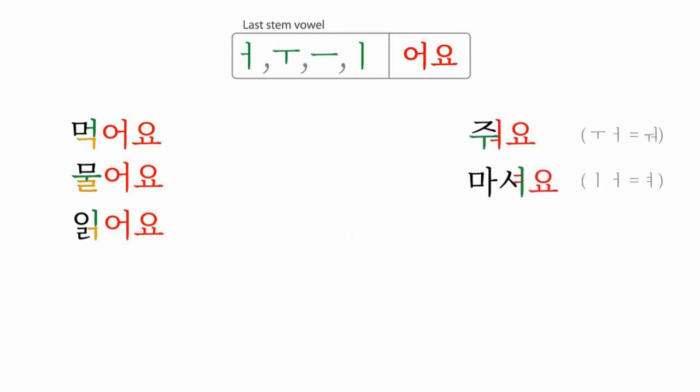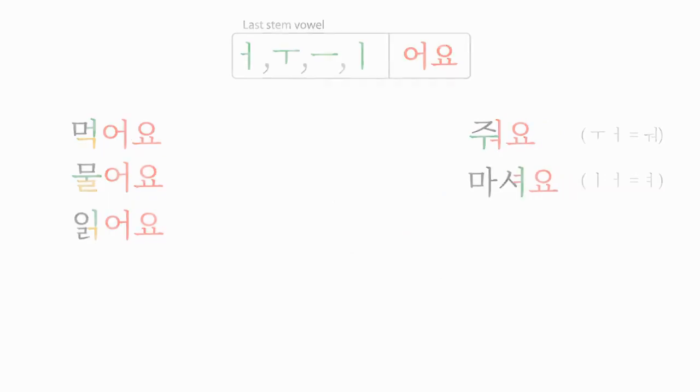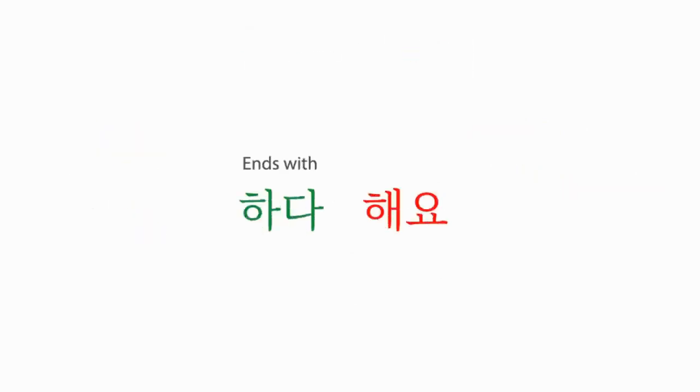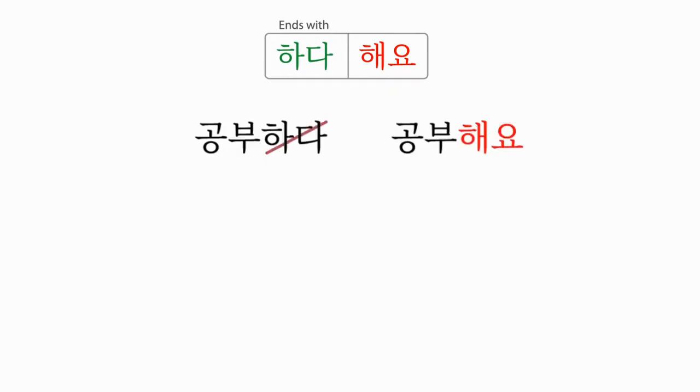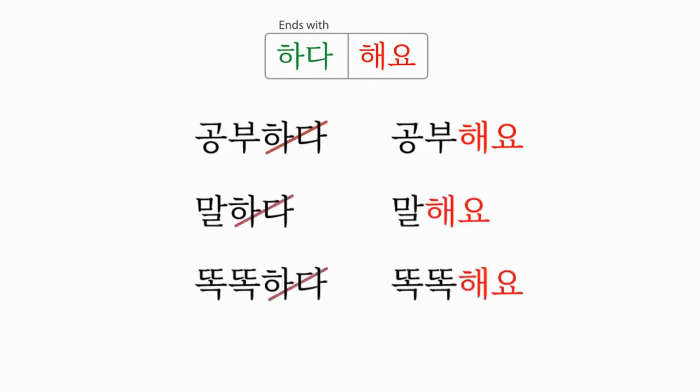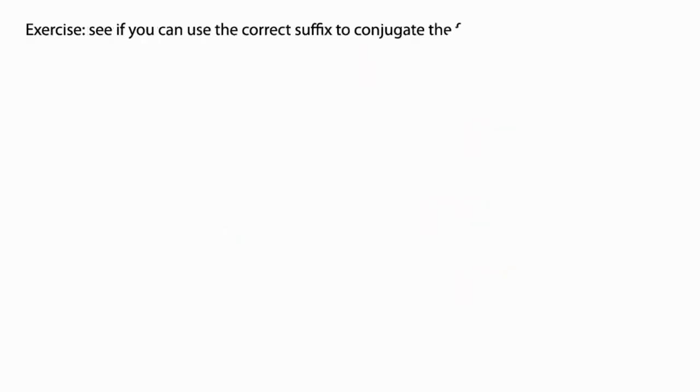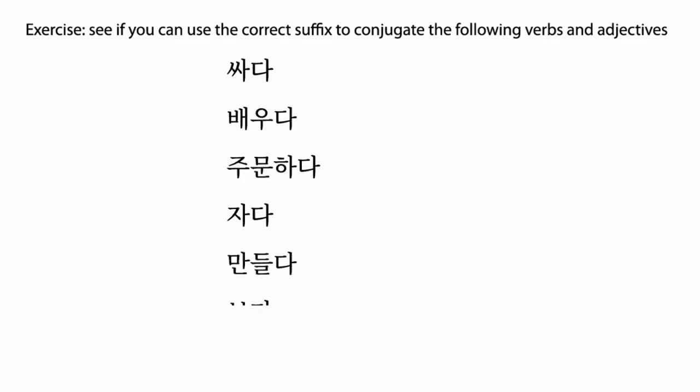마셔요. If the verb or the adjective ended with 하다, we simply change it to 해요. For example, 공부하다, 공부해요. 말하다, 말해요. 똑똑하다, 똑똑해요. Exercise. See if you can use the correct suffix to conjugate the following verbs and adjectives.